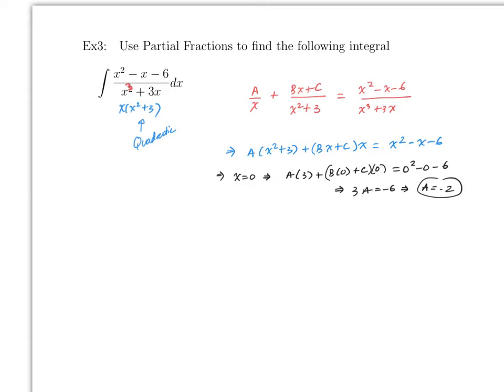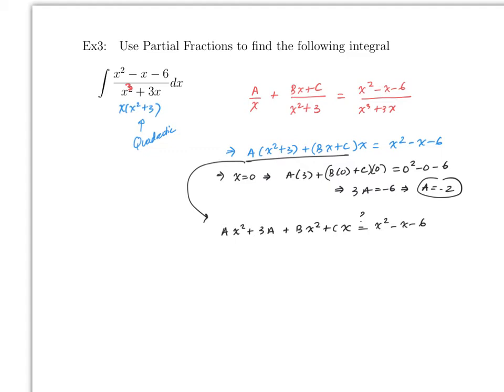But now you cannot use any other values that will cancel any of this. So when that happens, you're going to have no choice but to distribute this. And this is what I mean by distribute. If you distribute these numbers, you have ax squared plus 3a plus bx squared plus cx. And this has to equal x squared minus x minus 6. And this is the part that can take a while.